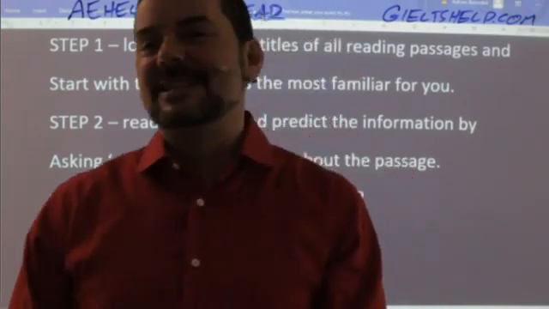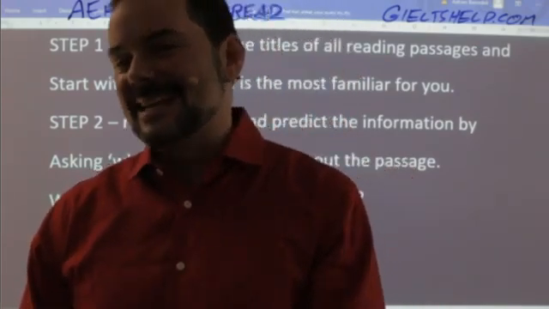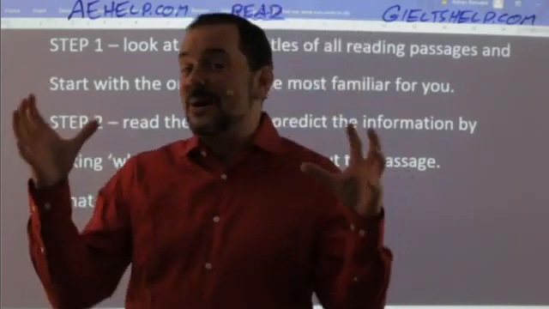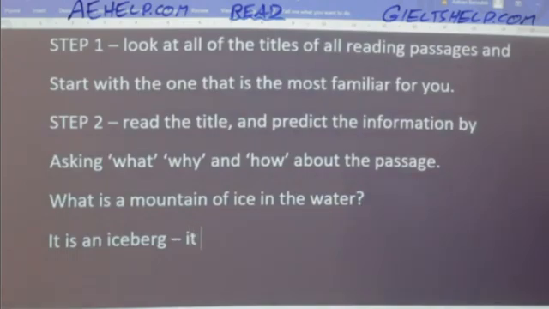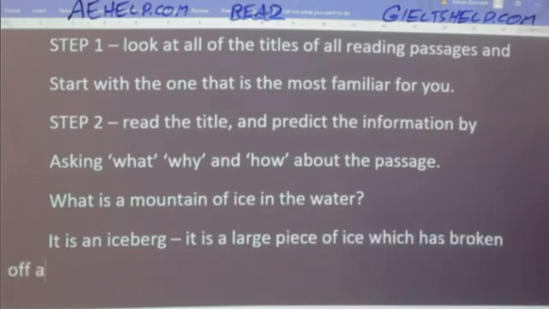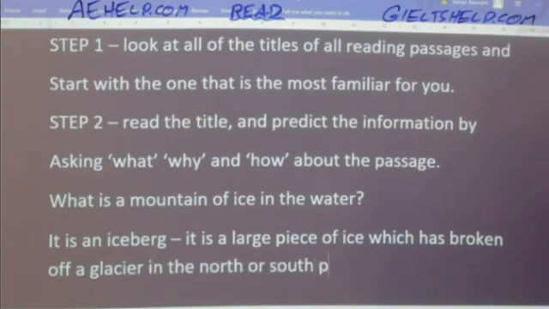So if we take Alpha's answer, we take Saga's answer, and we take Natalie's answer, and we put them all together, we start to get a good definition, right? So it is an iceberg. It is a large piece of ice which has broken off a glacier in the North or South Pole, usually, right? So in the North or South Poles of the planet, floating in the ocean.